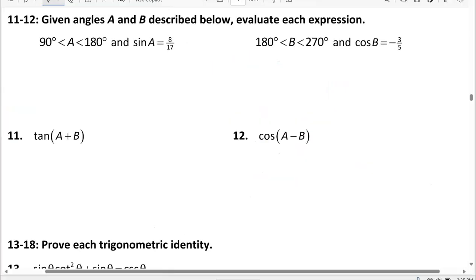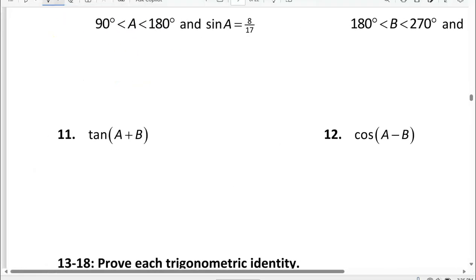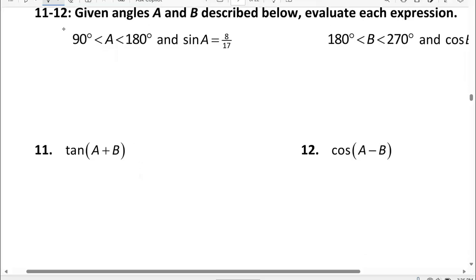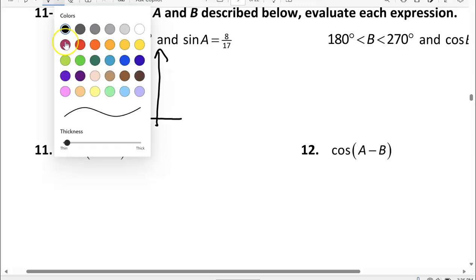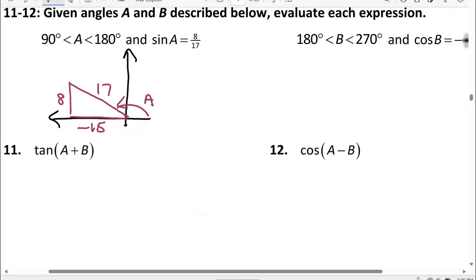In number 11, we have a similar setup here. We have two angles A and B that are described, so we need to begin by making a sketch for each. The first angle, angle A, is described as an angle between 90 and 180, so that means that's a second quadrant angle. And sine of angle A is 8/17. So that's our angle A. And sine is opposite over hypotenuse. That's an 8, 15, 17 triple, so that means that our adjacent side will be -15.